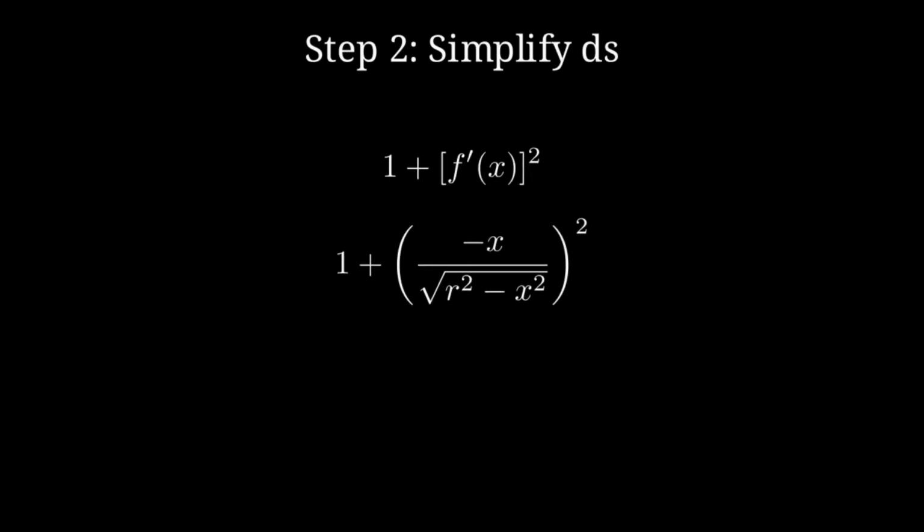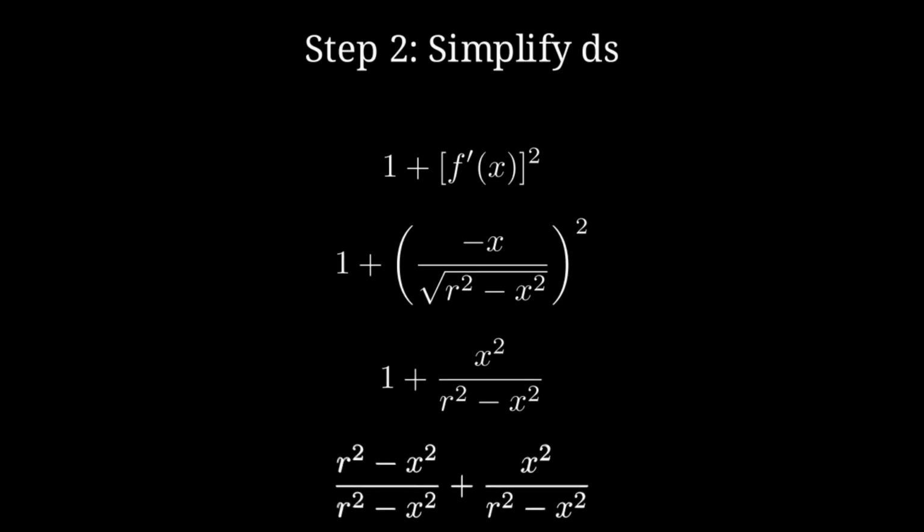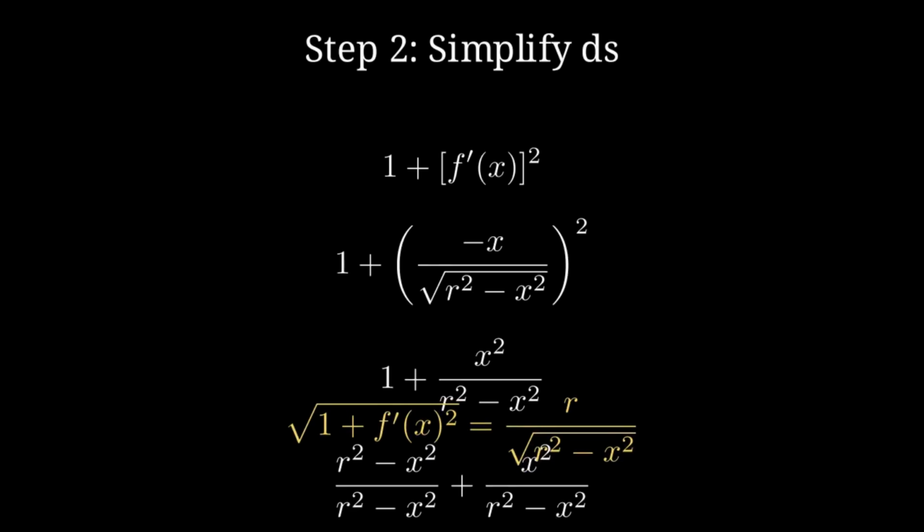Next, we plug the derivative into the arc length term. Notice how the terms simplify beautifully. The expression under the square root reduces to r squared over r squared minus x squared, which simplifies further when we take the square root.